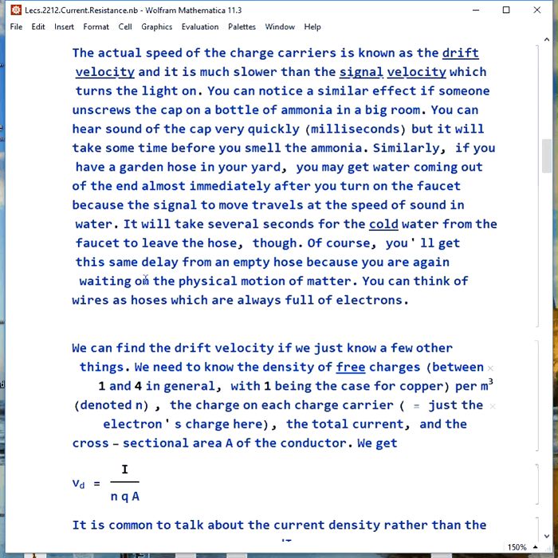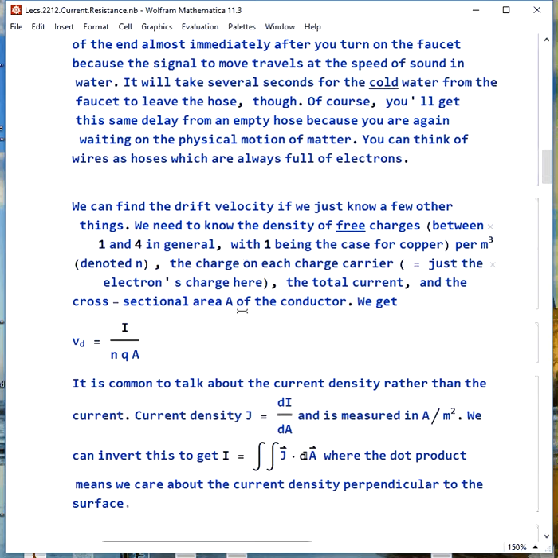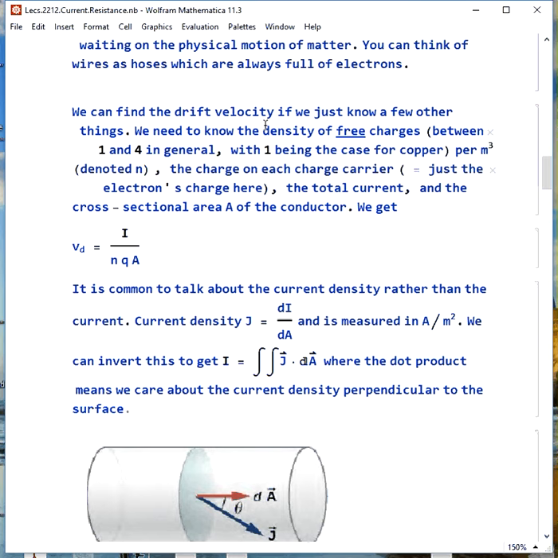You would get this same delay if you started with an empty hose, because you're again waiting on the actual water to get there. You can think of wires as hoses that are always full of electrons. Now, we can find this drift velocity if we know a few other things. We need to know the density of free charges.